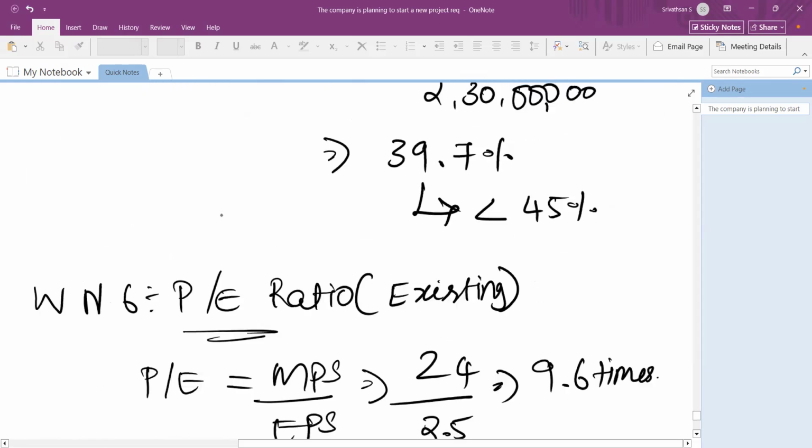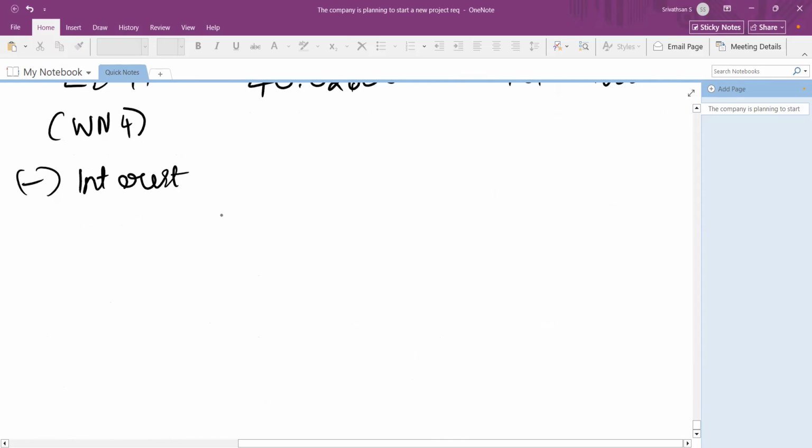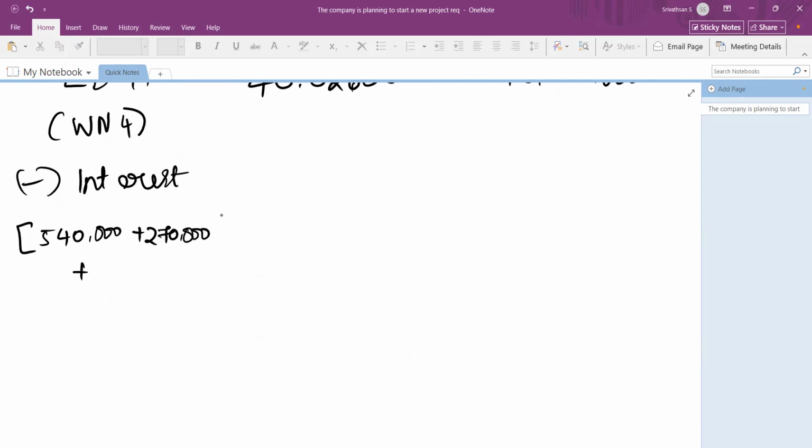So under option 1, the interest expenses will be 5,40,000, the amount of interest paid on debentures, plus 2,70,000, the interest paid on the existing long-term loan, plus 3,90,000, the interest paid on the new long-term loan borrowed. So what is the total amount of interest? 5,40,000 plus 2,70,000 plus 3,90,000, we get 12 lakhs. So 12 lakh is the total amount of interest that the company has to pay under option 1.